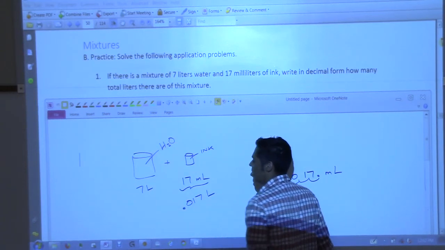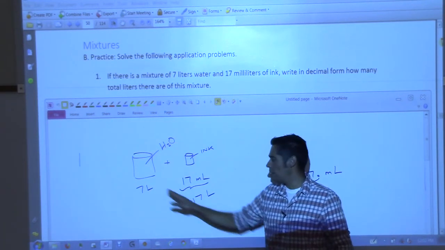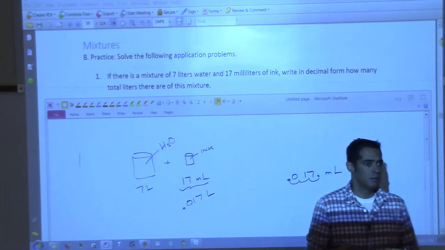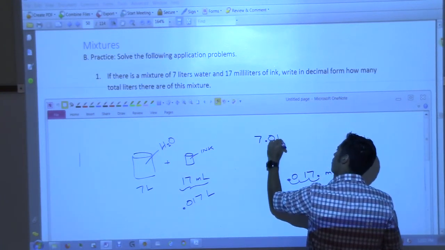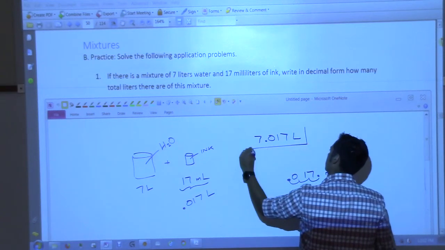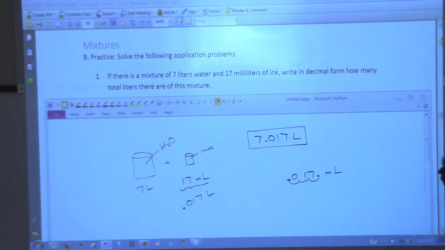So this 17 milliliters is actually just 0.017 liters. And now that they're the same unit, liter and liter, we add them together. So how many liters do we have? 7.017 liters. Questions? Convert milliliters to liters, then add together. That was really just a conversion problem. That's all.